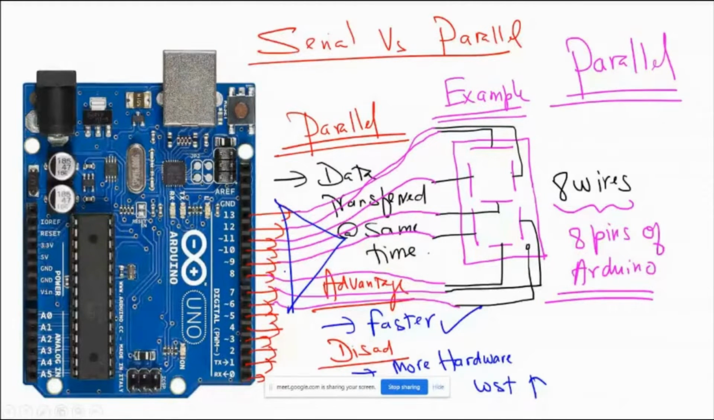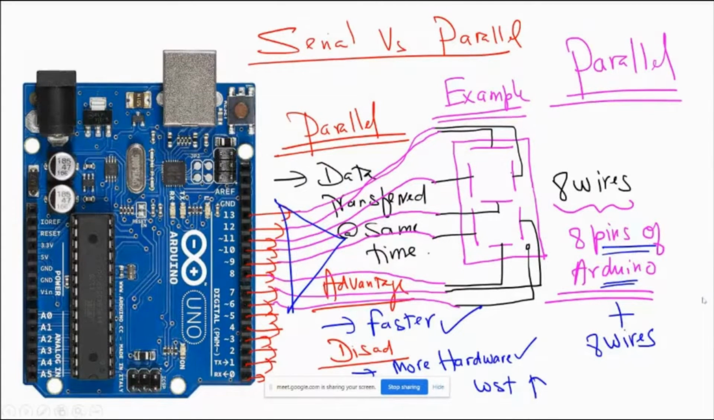What is the disadvantage? It uses more hardware. More hardware means what? It uses 8 pins of Arduino. In addition to that, you not only require 8 pins, you also require 8 wires to connect your Arduino with the 7-segment display. Therefore, it increases the cost of the system. That is parallel communication.